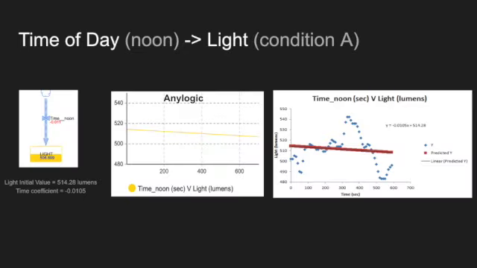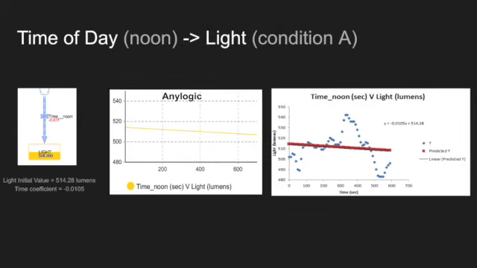We created models in AnyLogic. The coefficient was the changing rate of time at noon, which decreased lumens every second. Comparing the model graph to the linear regression approximation graph, the model appears to be relatively accurate. The quality of the sensor is also impacting the accuracy of the data.